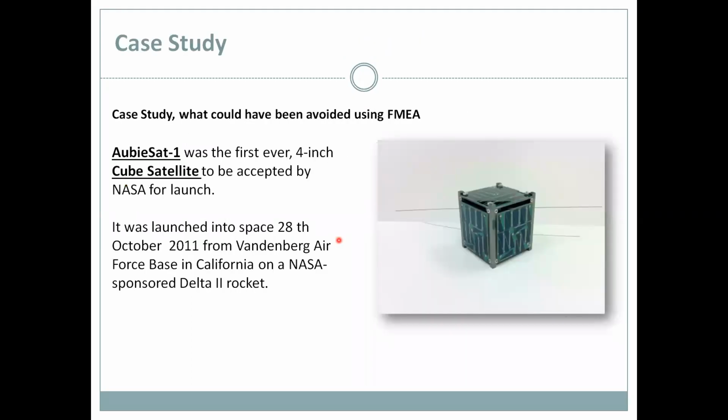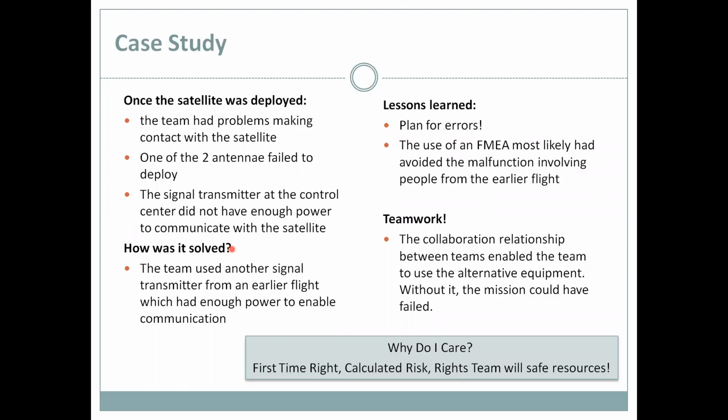So again, as I told you, it started in the 1970s during the Apollo missions. Then there was AB-Sat-1, the first ever 4-inch cube satellite to be accepted by NASA for launch. Once the satellite was deployed, they found that one of the two antennas failed to deploy, and the problem was that the power of the signal transmitter was not enough.